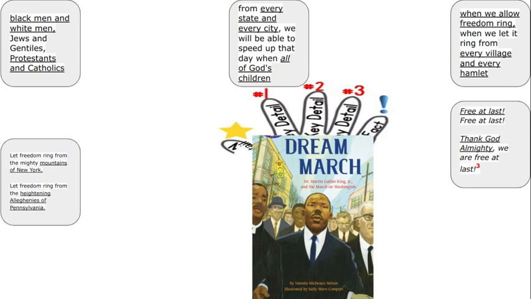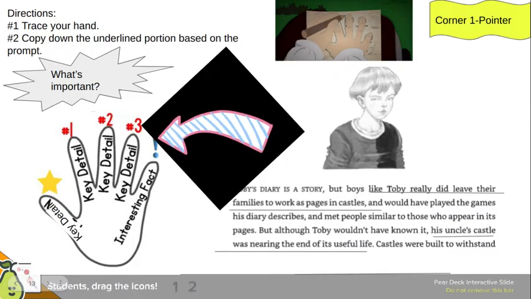It's a Dream March, and you would have one of these two underlined details on each finger. You wouldn't have "free at last" and "thank God Almighty." You would just have "free at last." You wouldn't have "when we allow freedom to ring" and "every village and every hamlet." You would have just one or the other, and that would equal your main idea.